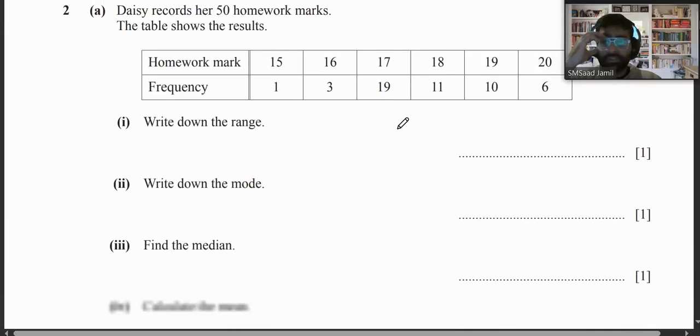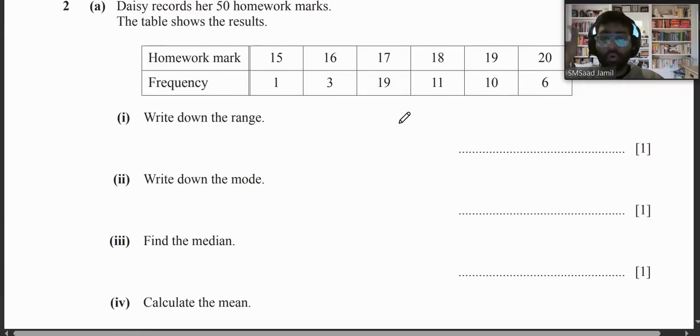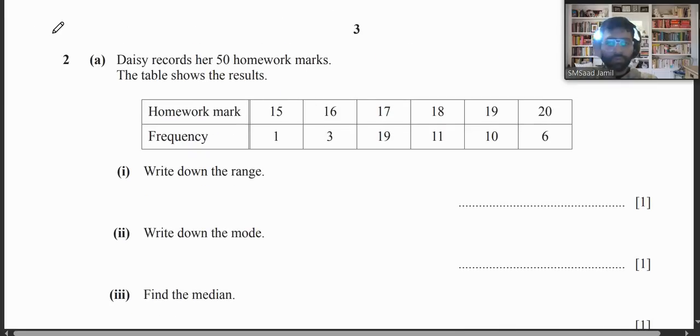Next question, it says Daisy records her 50 homework marks. The table shows the result. Write down the range. What is a range? Okay, so look guys, range is basically the biggest number minus the smallest number. So the biggest number is 20. The smallest number is 15. So range is actually 5.